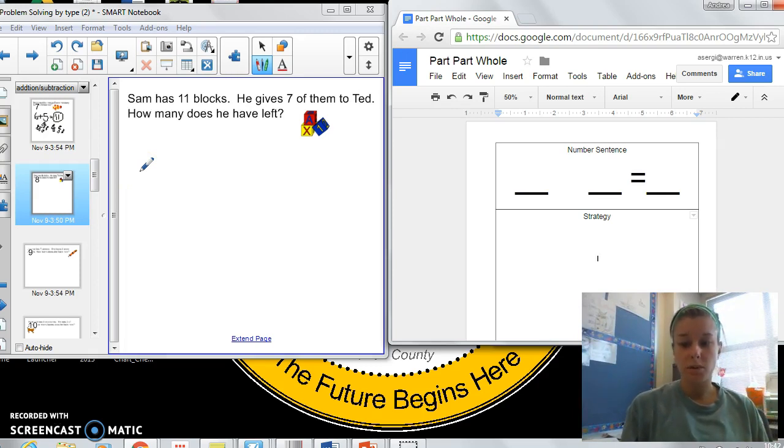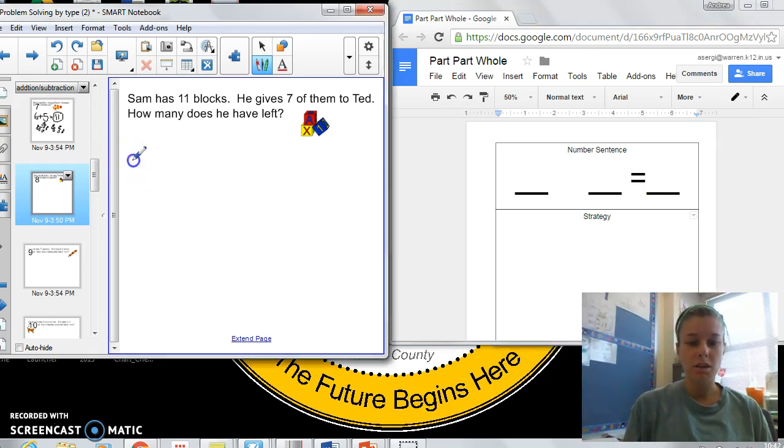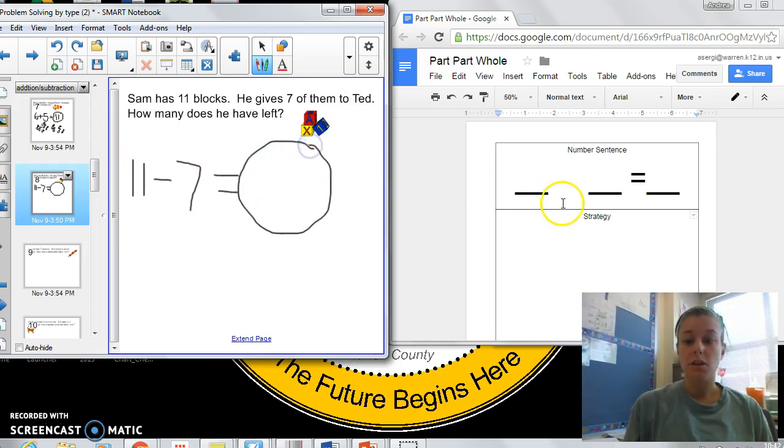So I first need to write my number sentence to try and figure out what I'm solving for. So I know Sam has 11 blocks. And I know he gives 7 of them to Ted. And if he's giving some away, I know that is subtracting. So he's giving away 7 of them to Ted. How many does he have left? So I'm looking for the total right here of how many he has left. So now I need to pick a strategy. I'm going to use the strategy of drawing a picture.